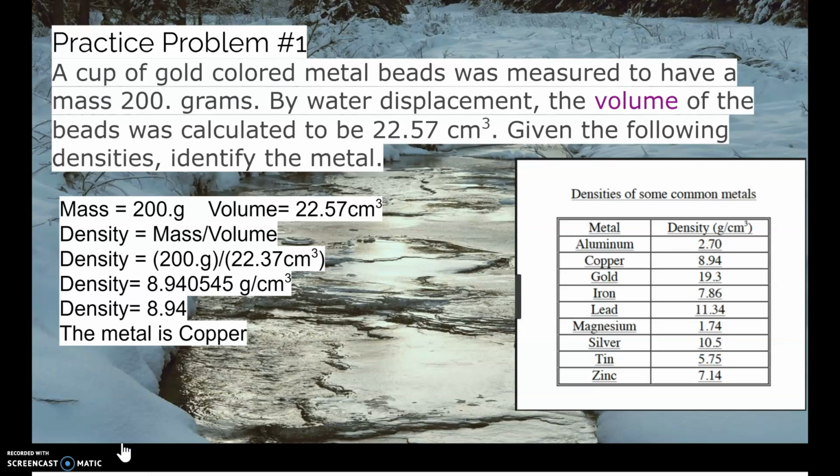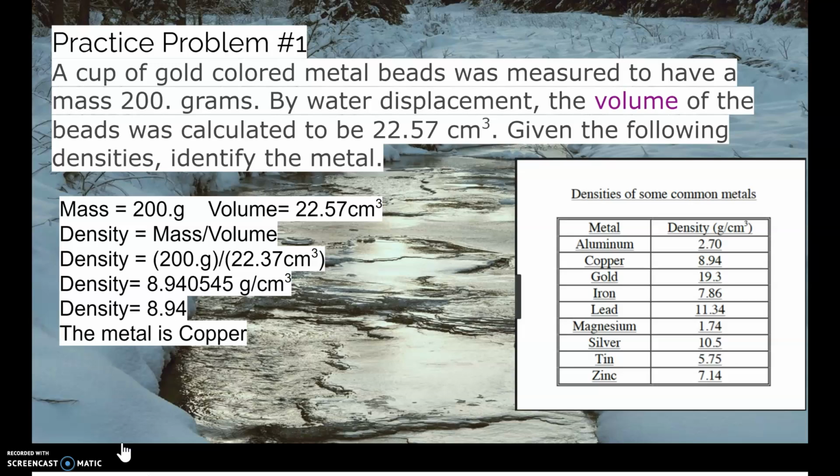We start off by identifying both the mass and the volume. Those are the two variables that are given in this word problem. Mass is equal to 200 grams. Volume is equal to 22.57 centimeters cubed. Density, if you remember correctly, is mass divided by volume. Therefore, to find the density in this problem, we will take the 200 grams and divide them by 22.37. Our density then is 8.940545 grams per centimeter cubed.